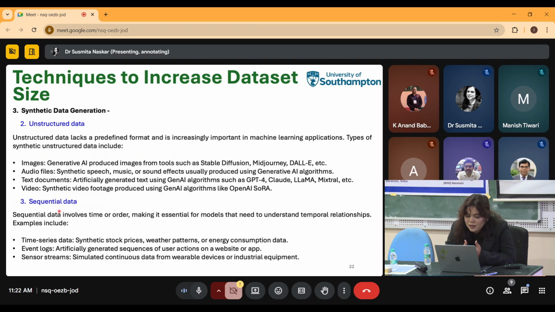And then there is another important one, besides structured or unstructured data, and that's called sequential data. So what is sequential data? Here the order and timing matter, okay? That means time series, event logs, sensor streams. Those are examples of when we use sequential synthetic data.